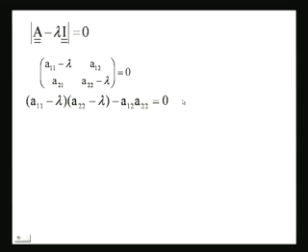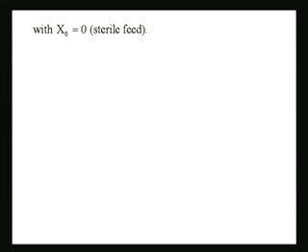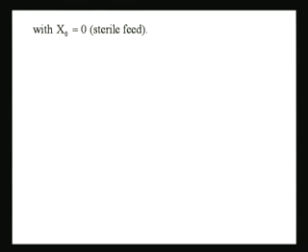Okay, so let us work through this. All we need to do is actually find the criteria. We understand that S naught has to be greater than dKs over mu max plus d. Now, let us consider the case of sterile feed. Why do we consider that? Just to make our calculations a little simpler. Sterile feed means x naught equals 0.